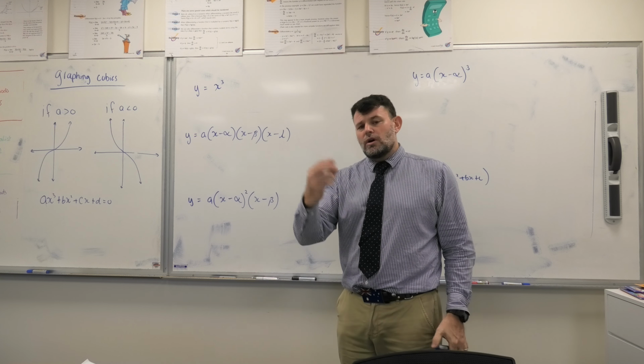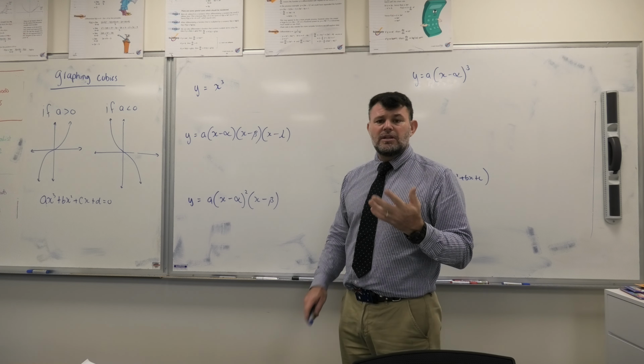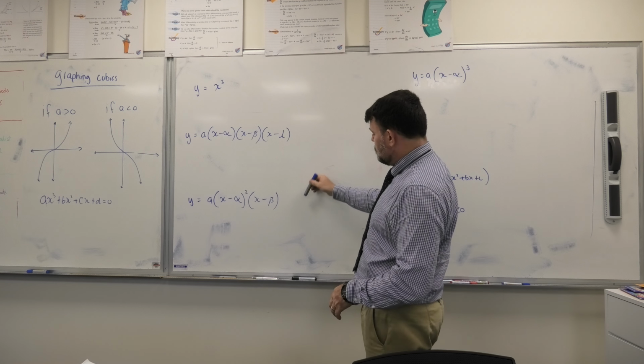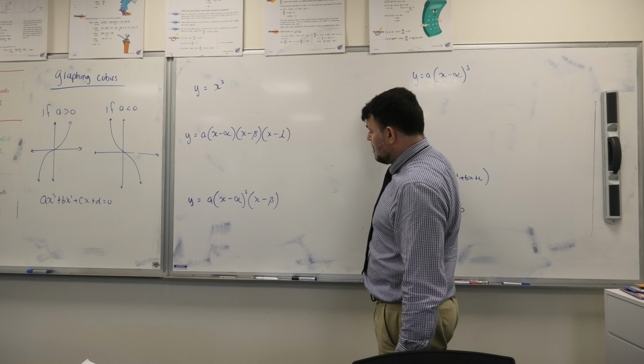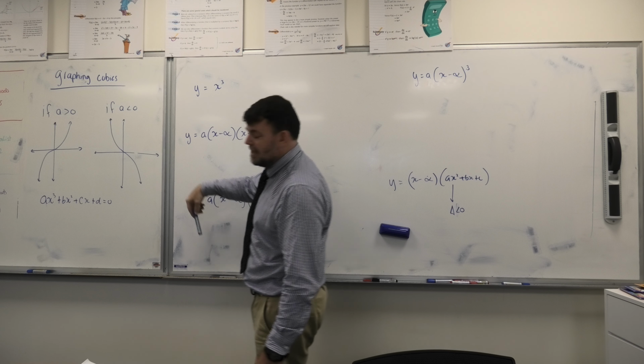When a is greater than 0, we know that our graph is going to be increasing. If you get stuck with these kinds of things, think about the linear gradient. If the gradient is increasing, it's going to be rising from left to right, up. If it's decreasing, it's going from left to right, down.